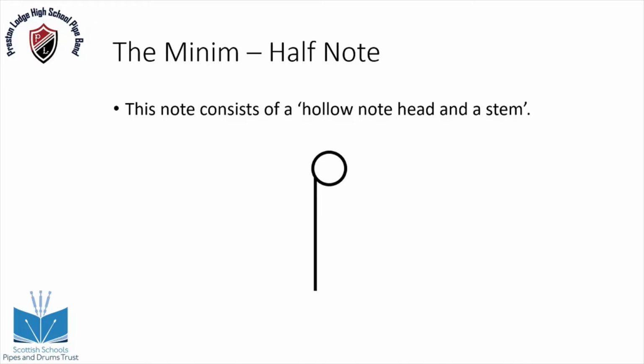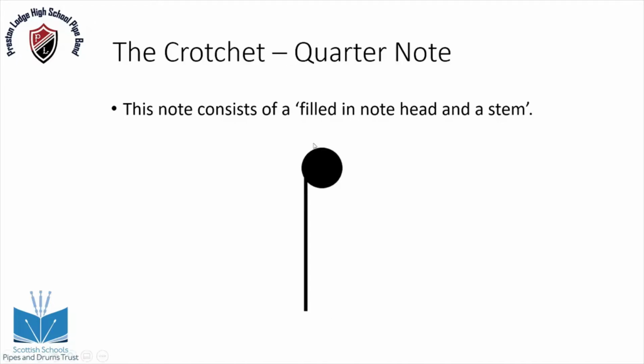and then our next note is a crotchet. So this is one that we should have all seen before for sure. So it consists of a filled in note head with a stem. So again, the stem's a line coming down the way. You can see that I'm marking with my mouse. And the filled in note head is the big black circle there. So that's the note head.